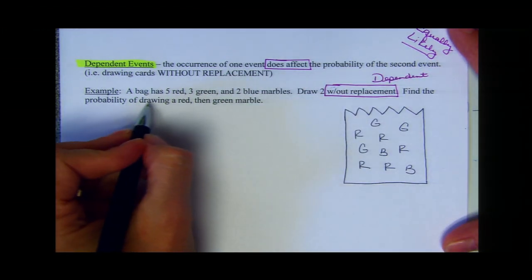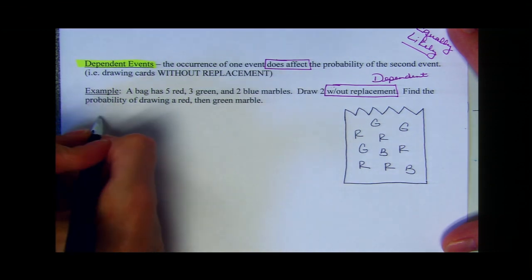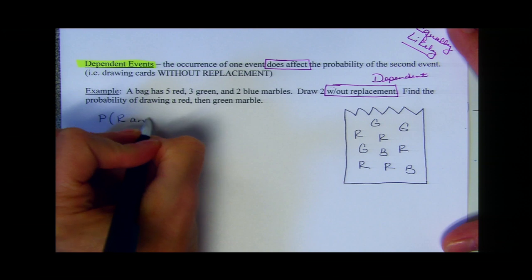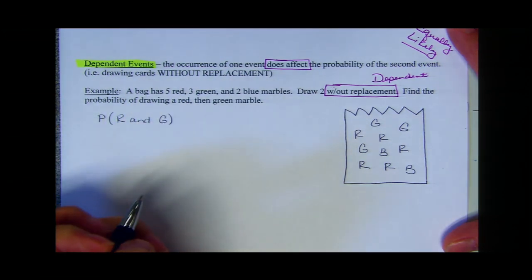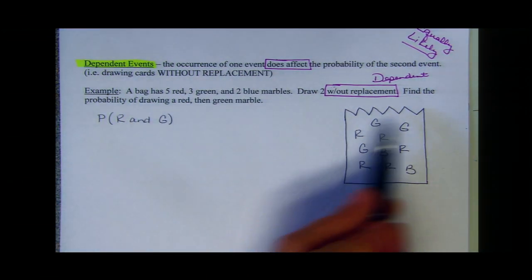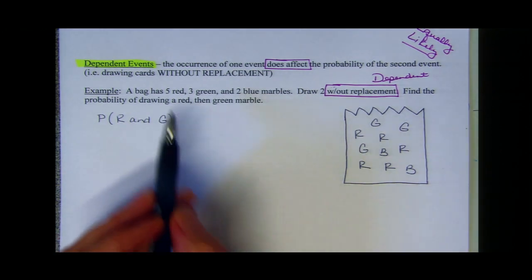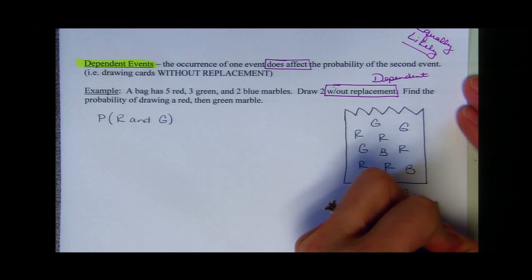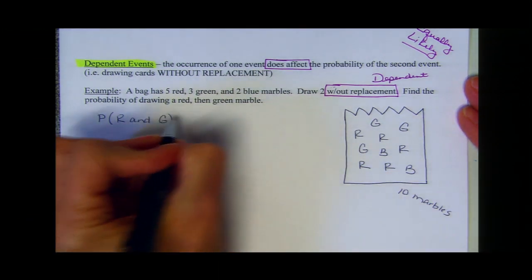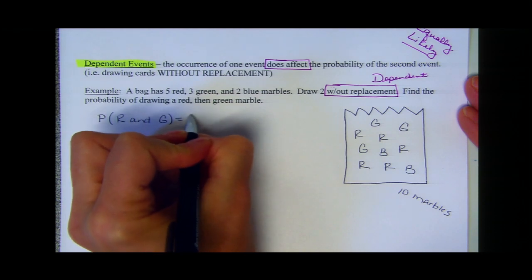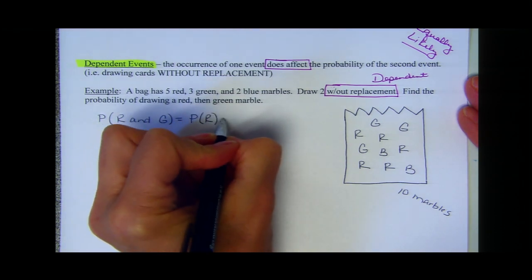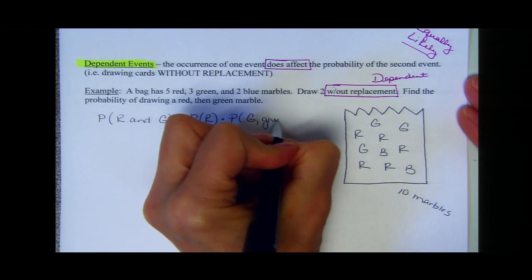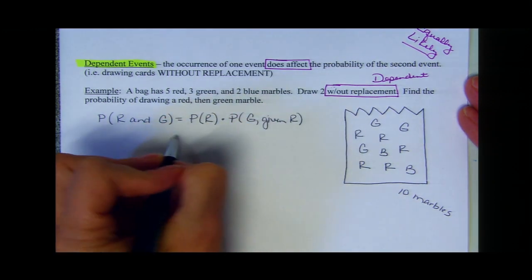So find the probability of drawing a red and then a green. So the probability of drawing a red and green marble. Well, first I need to know the total number of marbles in the bag. So 5, 6, 7, 8, 9, 10. So we have 10 marbles. All right, so this would be the probability of red times the probability of green, given or assuming we got a red on the first one.